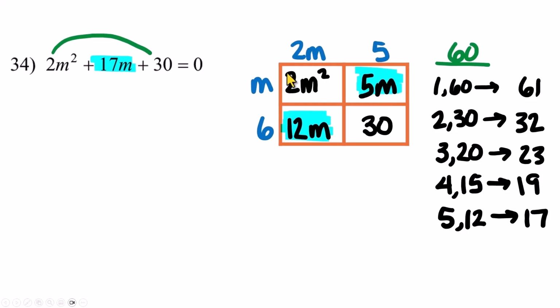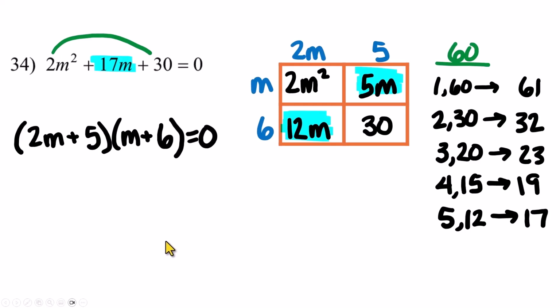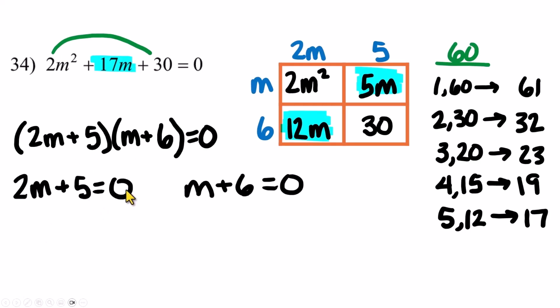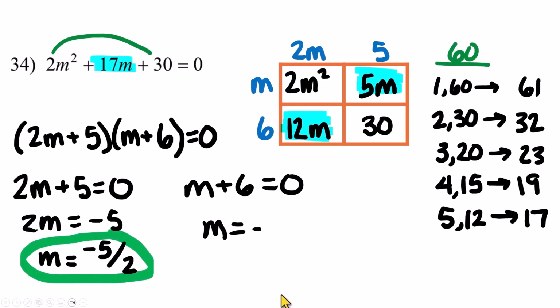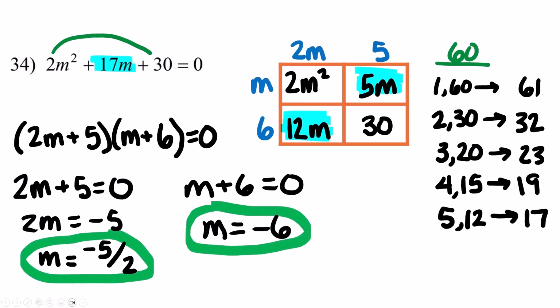Double check. 2m times 6 is 12m, and 5 times 6 is 30. So these are the factors. That would be 2m plus 5 and m plus 6. Feels like we're done, but this isn't a factoring problem. We are solving. So each one of these needs to be set equal to 0. Subtract 5 here. Now divide by 2. So one of the answers is negative 5 halves. And subtract 6. And there's the other one.